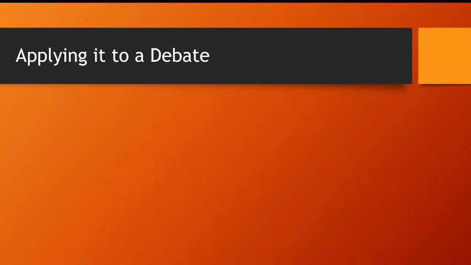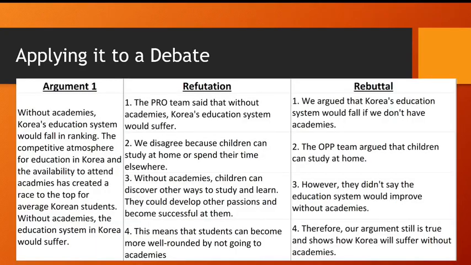This means that students can become more well-rounded by not going to academies. With this refutation, now the pro team has to give their rebuttal. Here is a sample rebuttal against the refutation, supporting the original argument. We argued that Korea's education system would fall if we don't have academies. The op team argued that children can study at home. However, they didn't say the education system would improve without academies. Therefore, our argument still is true and shows how Korea will suffer without academies.